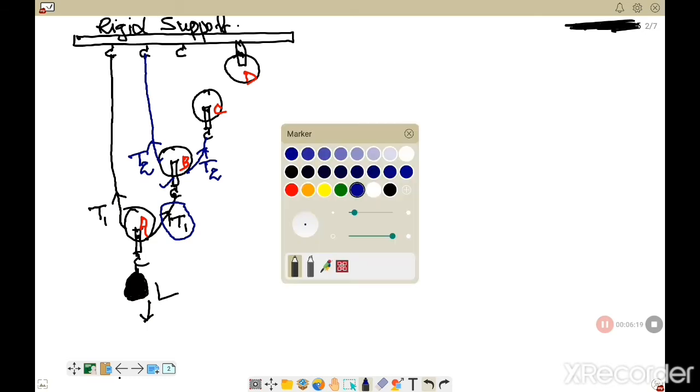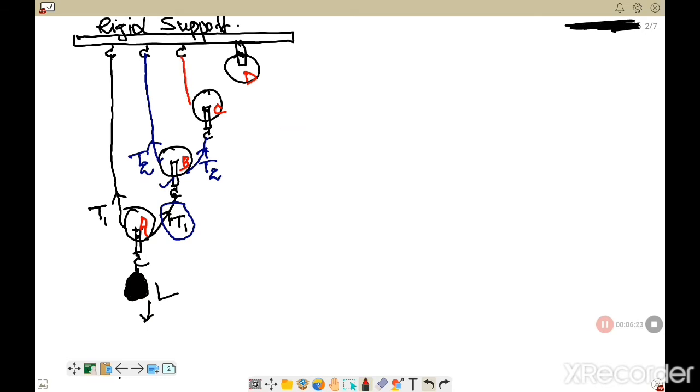So now we'll pass another string through pulley C. Understand? Now one end is attached to this hook. The other end of the string will pass through pulley D, and through pulley D we'll have one free end, and at this free end we'll apply the effort, and the effort is applied in the upward direction. So when I apply the effort, the tensional forces will be acting on the string.